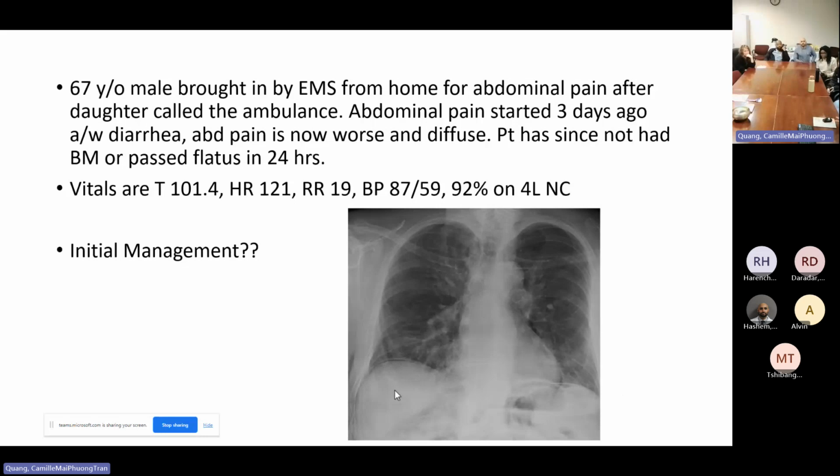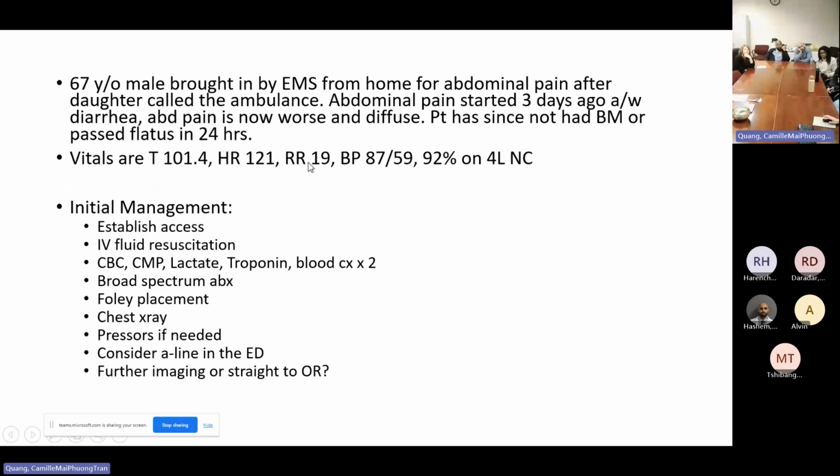But you can see it right there. And then something else I would do for my patient is I put in a Foley. He's sick, he's in shock. I know he's gonna go to the OR. I wanna know how much urine he's making, what it looks like, the color tells me lots. I put in a Foley. With this patient, I think you could argue putting in an A-line, but I would probably not do that. I would take him to the operating room.